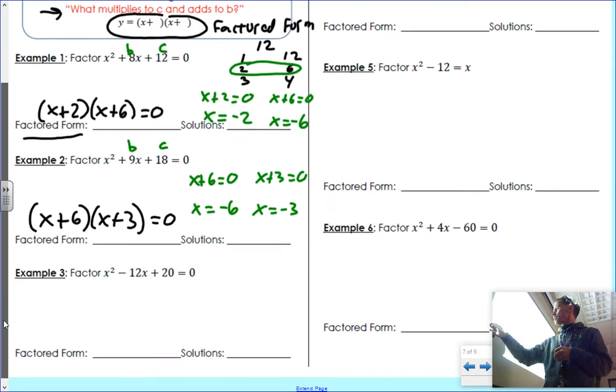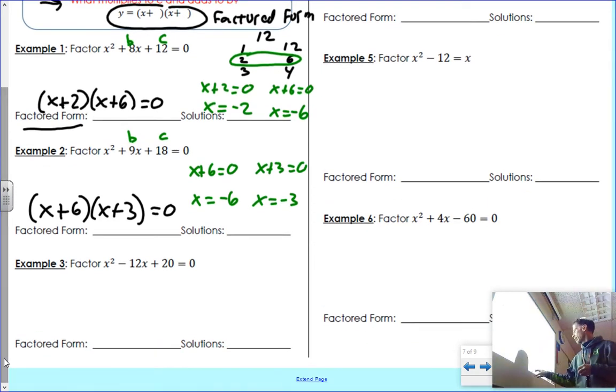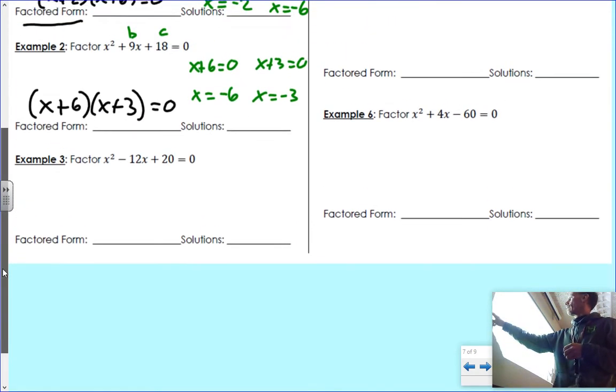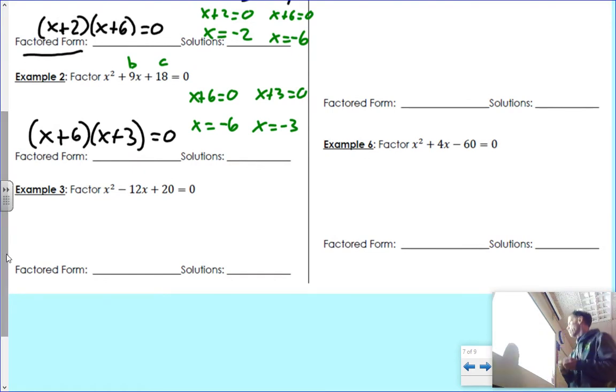So if you want to go and pause the video real fast and see if you can do example 3 on your own. So again, what multiplies to 20 and adds this time to be negative 12? So how do you multiply to be positive 20 but adds to be negative 12?